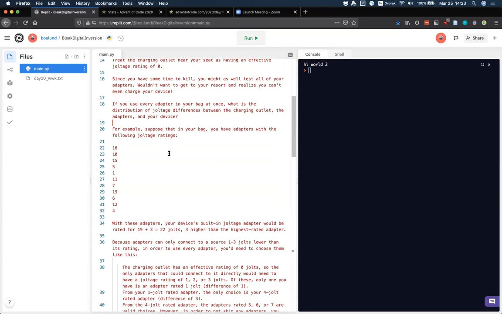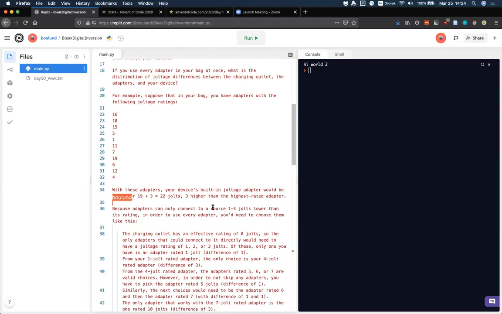So this question boils down to reordering all these adapters. They all are represented by a number, and you need to figure out what the differences are between them to get from 0 to some max number. With these adapters here, the highest number of jolts you can produce is 19 plus 3, so 19 is the biggest number over here, and then you put 3 on top to get 22 jolts. And there's the aspect that you can only go up by 1 to 3 jolts between adapters.